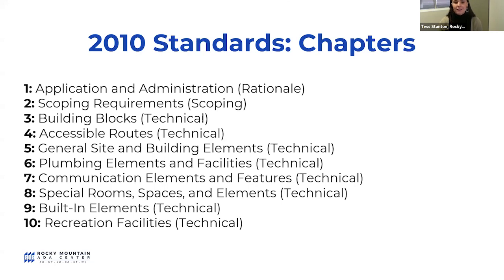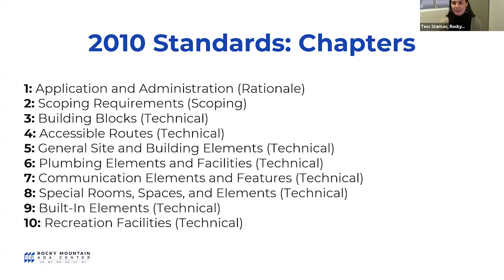Chapter 5 covers general site and building elements. So that's parking spaces, stairways, handrails. Chapter 6 covers plumbing elements and facilities. So things like drinking fountains, toilet and bathing rooms, urinals, and grab bars. Chapter 7 covers communication elements. So that's things like fire alarm systems, signs, and telephones. Chapter 8 covers special rooms, spaces, and elements. So that's things like wheelchair spaces and venues.